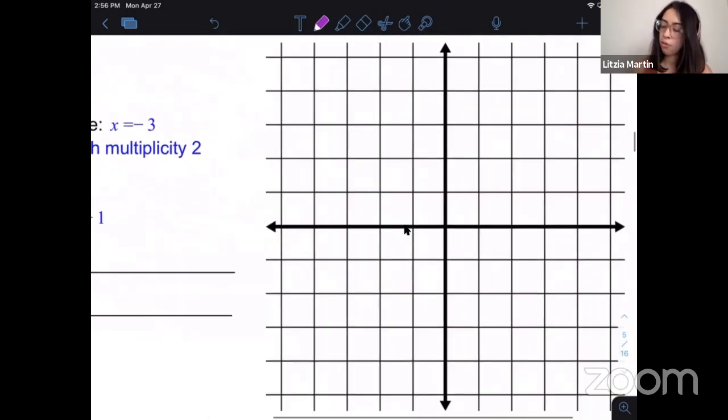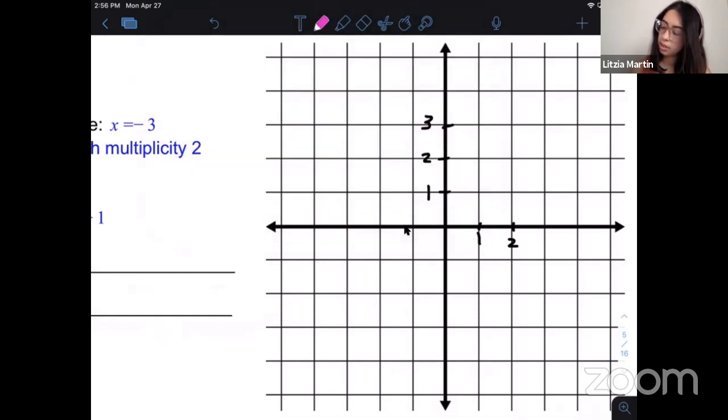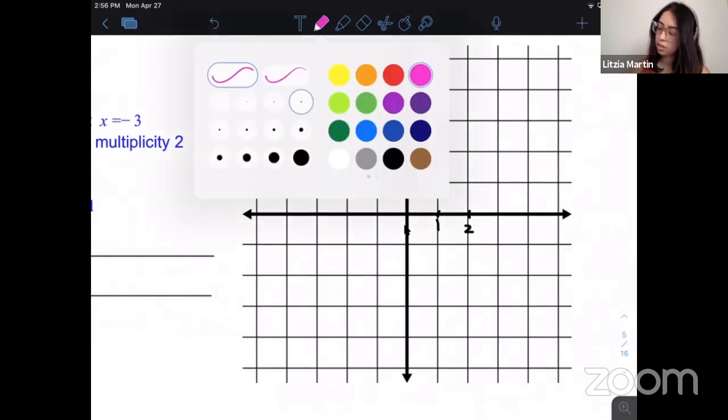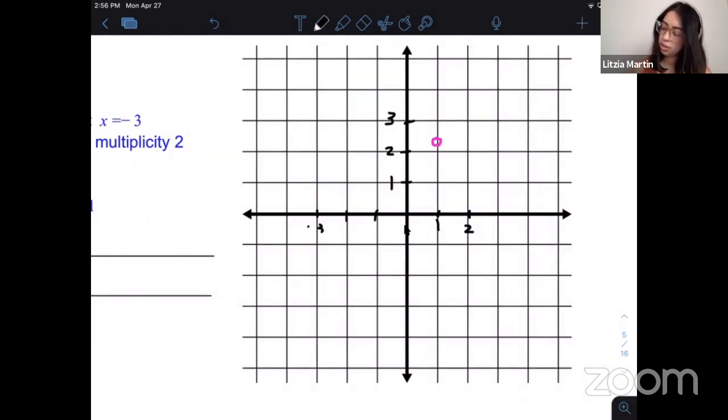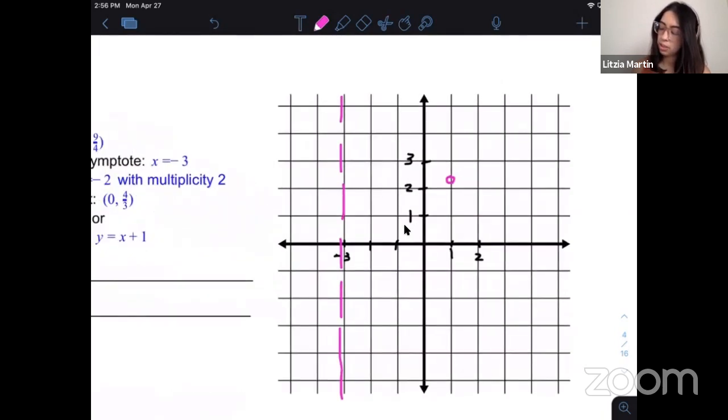So 1 9/4 is going to be just a little past 2. So right about here, there's our whole 1 9/4. And then we have a vertical asymptote at -3. 1, 2, 3. So I'll draw the vertical asymptote. And then we have a 0 at -2, and it has a multiplicity of 2.